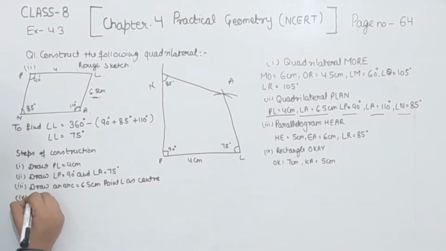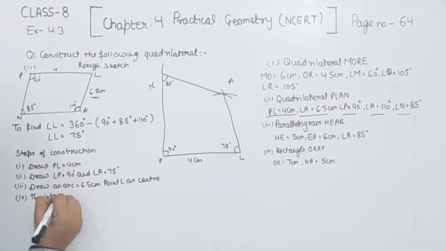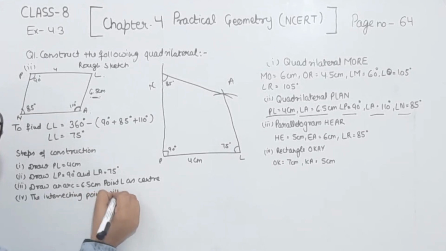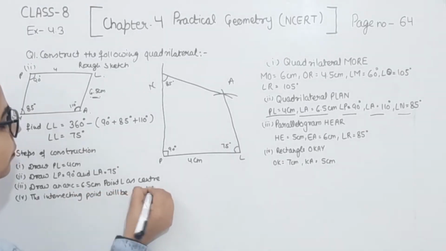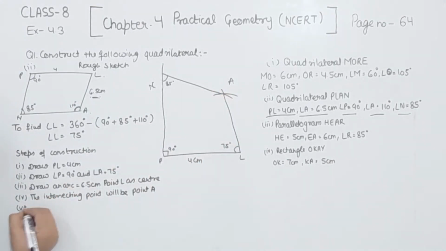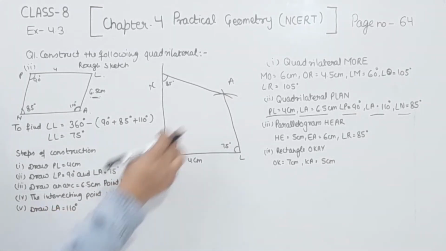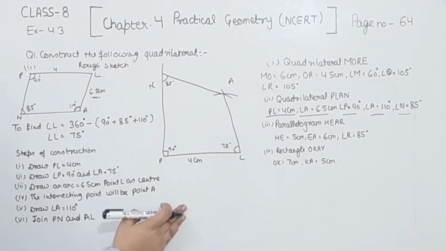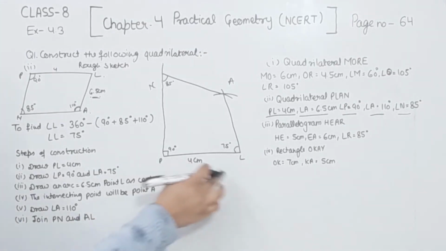So the intersecting point will be point A, this one. Now draw angle A equal to 110 degrees, this one. Now we are going to join PN and AL. So this will be the required quadrilateral PLAN. This is part 2.